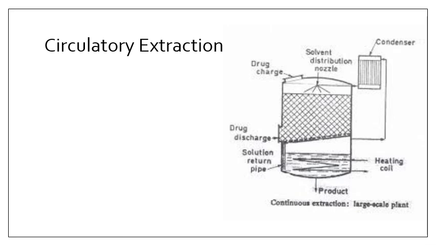The solvent vapors are then sent to the condenser. They are converted into the liquid form and they are again distributed through the nozzle into the drug. So we are using the same solvent again and again, and also we are obtaining a concentrated product as well.